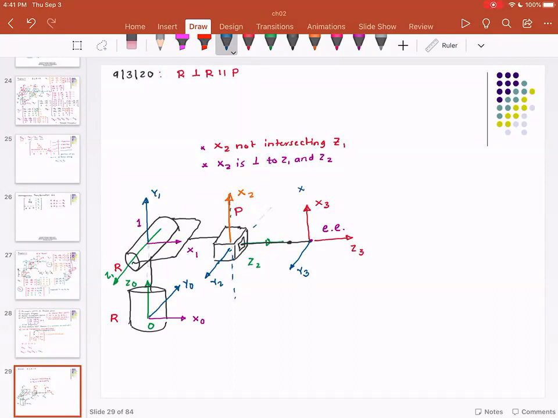Yeah. So I understand why the R is perpendicular, but why is the perpendicular to R?